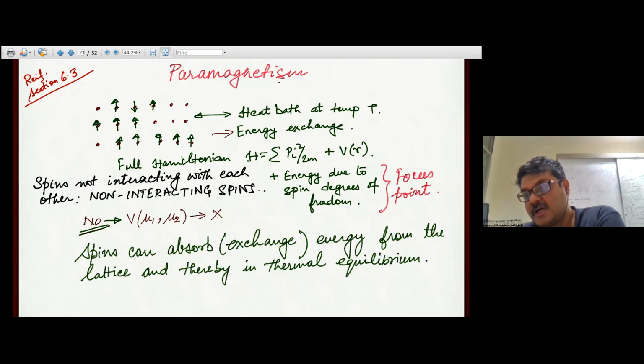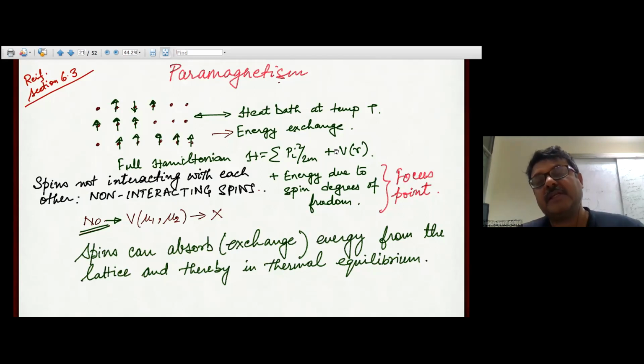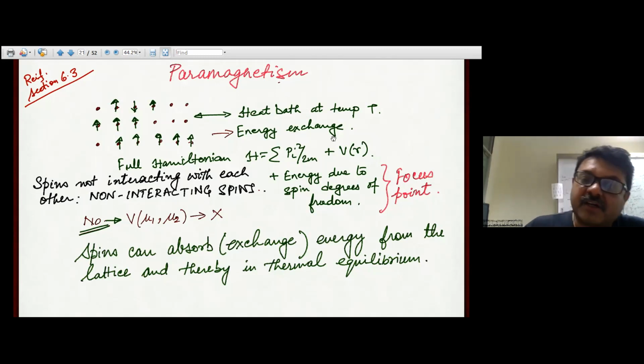There would be electron-nuclear interactions as well. Within the nucleus there might be interactions as well, but in addition to all this, there would also be interaction energy due to spin degrees of freedom sitting at each lattice point. So what we're going to do is focus only on the energy due to the spin degrees of freedom. And of course, there are other kinetic energy terms and other interaction terms between the atoms sitting at different lattice points, which essentially keep the lattice in space. So we are not going to discuss this.